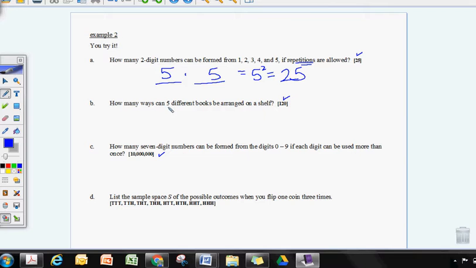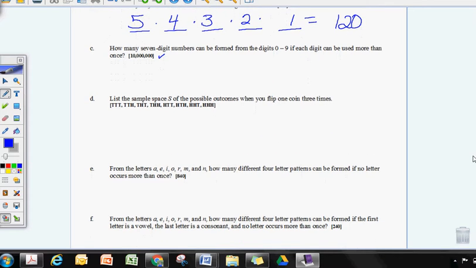Okay, so how many ways can 5 different book arrangements be on the shelf? So I have a pile of 5 books. I'm going to put them on the shelf. Order matters in this case because I have 5 choices for the first spot. 1 book's been used. Now I only have 4 choices for the second. Another book's been used, so now I only have 3. Now I only have 2. And now I only have 1. So there are 120 choices for me to put the books on the shelf.